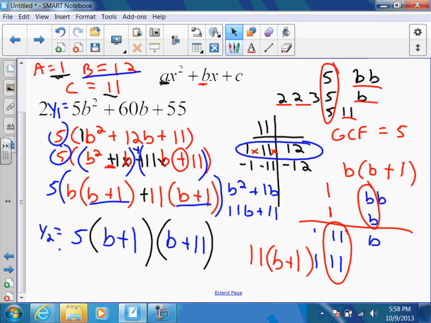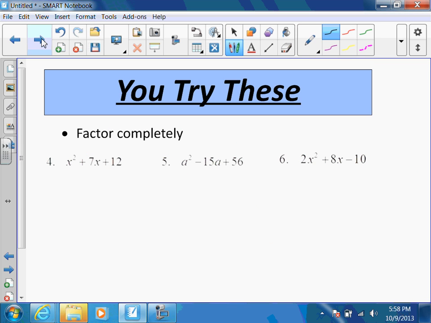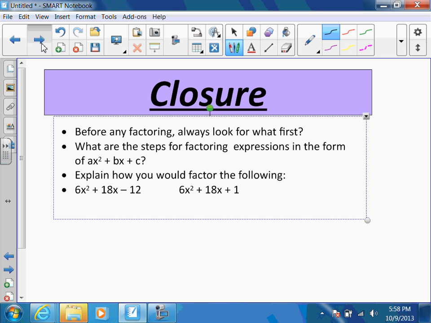I'd like for you to try these 3 problems on your own. Try the closing. Before any factoring, always look for what first? What are the steps for factoring equations in the form of ax squared plus bx plus c? Explain how you would factor the following 2 problems.